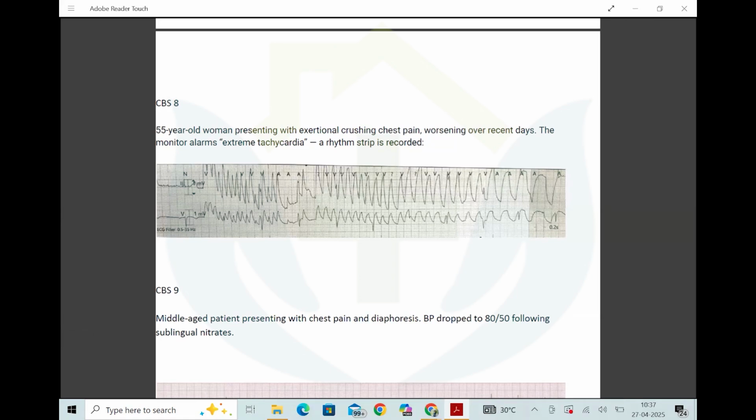It is a deep... We have to check the leads. Torsades de pointes. Okay. What is that? What is exactly torsades de pointes?